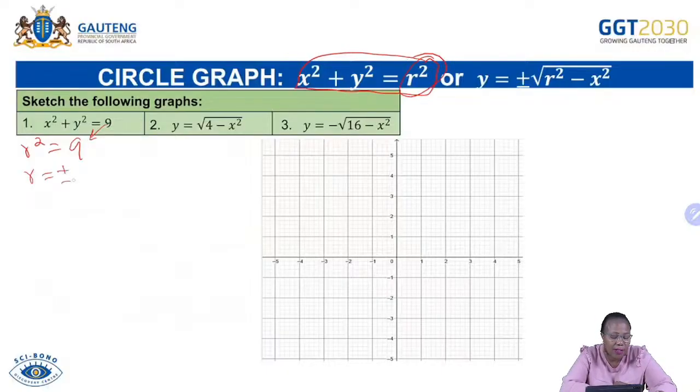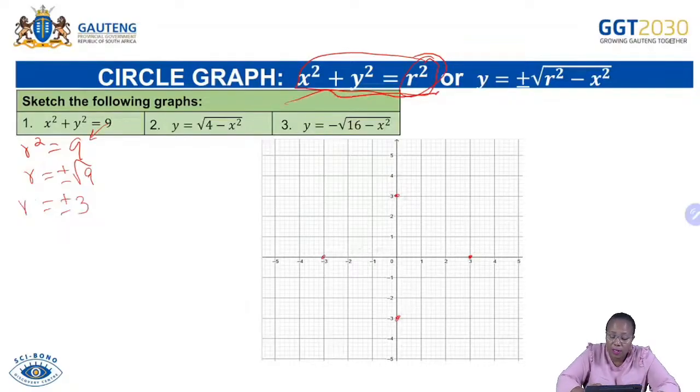This will give us plus or minus the square root of 9, which is plus or minus 3. So our radius will be plus or minus 3. We'll have points there at 3, minus 3, minus 3, minus 3, because this is a full circle. Then we will join them smoothly, forming a circle.